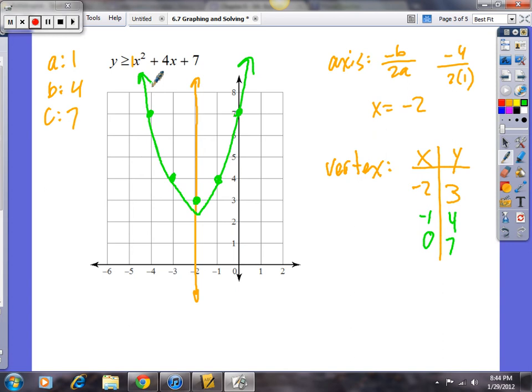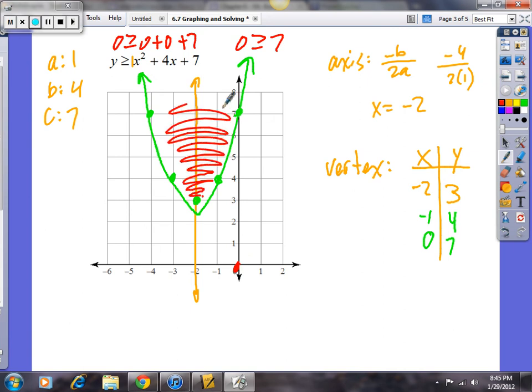Alright, now let's check our origin. Let's check right here. 0, 0. So let's make 0 greater than or equal to 0 plus 0 plus 7. So my statement's this. 0 is greater than or equal to 7. Is that true or false? That's false. So the region must be inside the parabola.